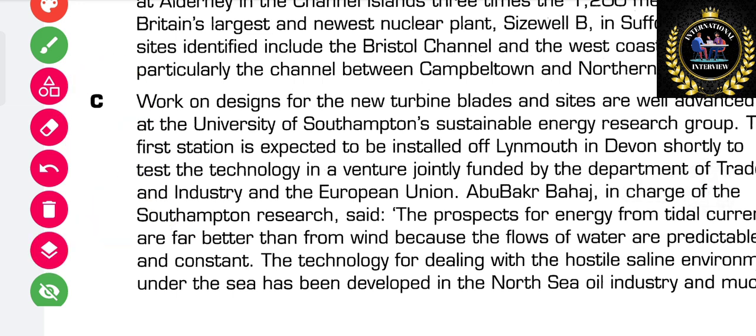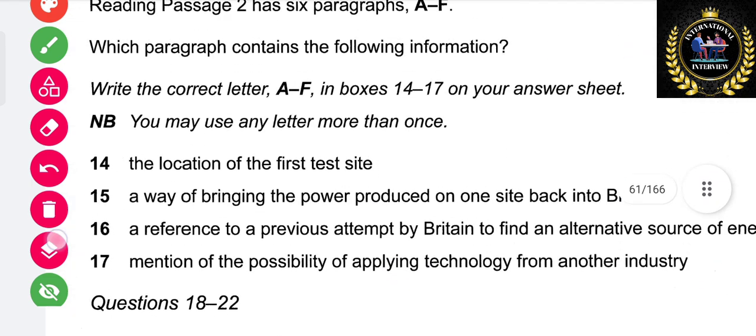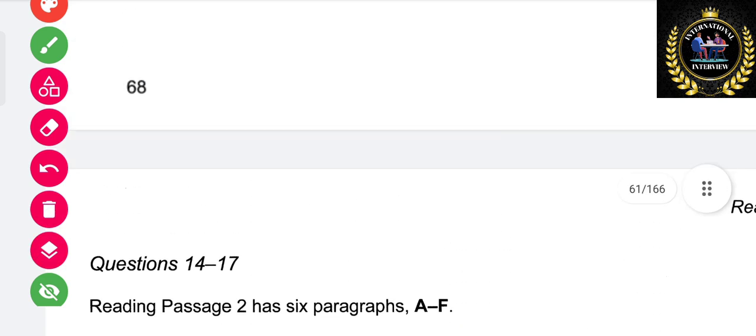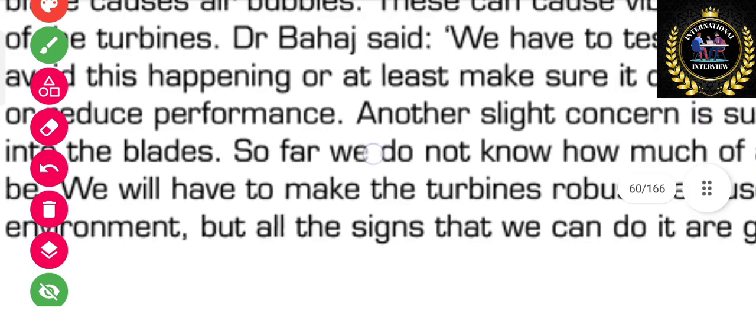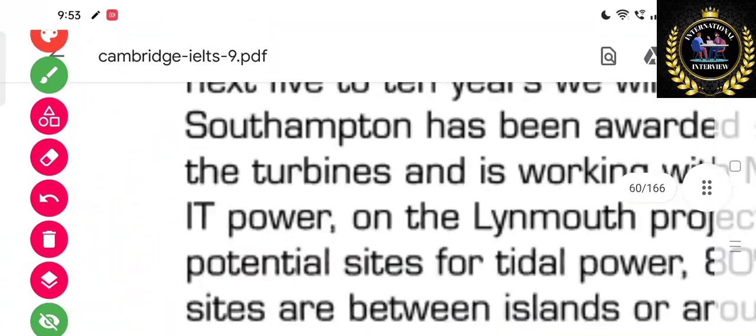So let's go to the question part and see the question. It is mentioned as first site, so the answer will be C. Got it? Let's go to another question. In the same paragraph, if we read, I got a clue here. I will let you know where the clue is and how we can find the answer.